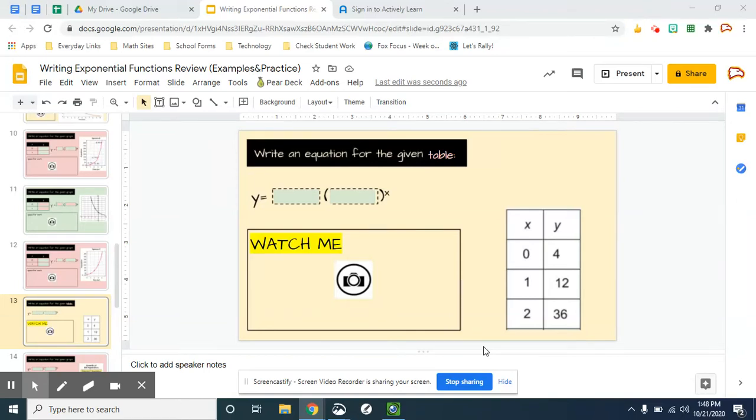Write an equation for the given table. So you've already previously seen one where you're getting it from a graph. This is actually easier because you don't have to gather the information from the graph into a table first.